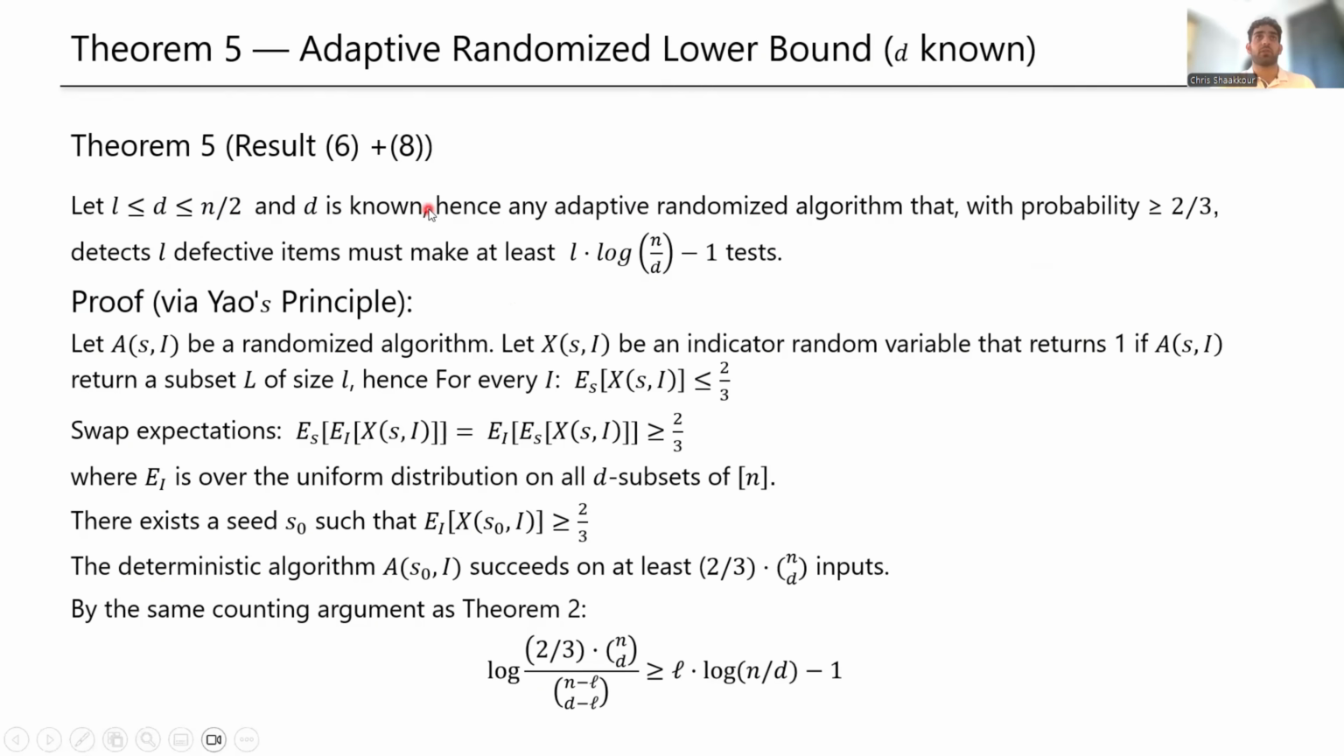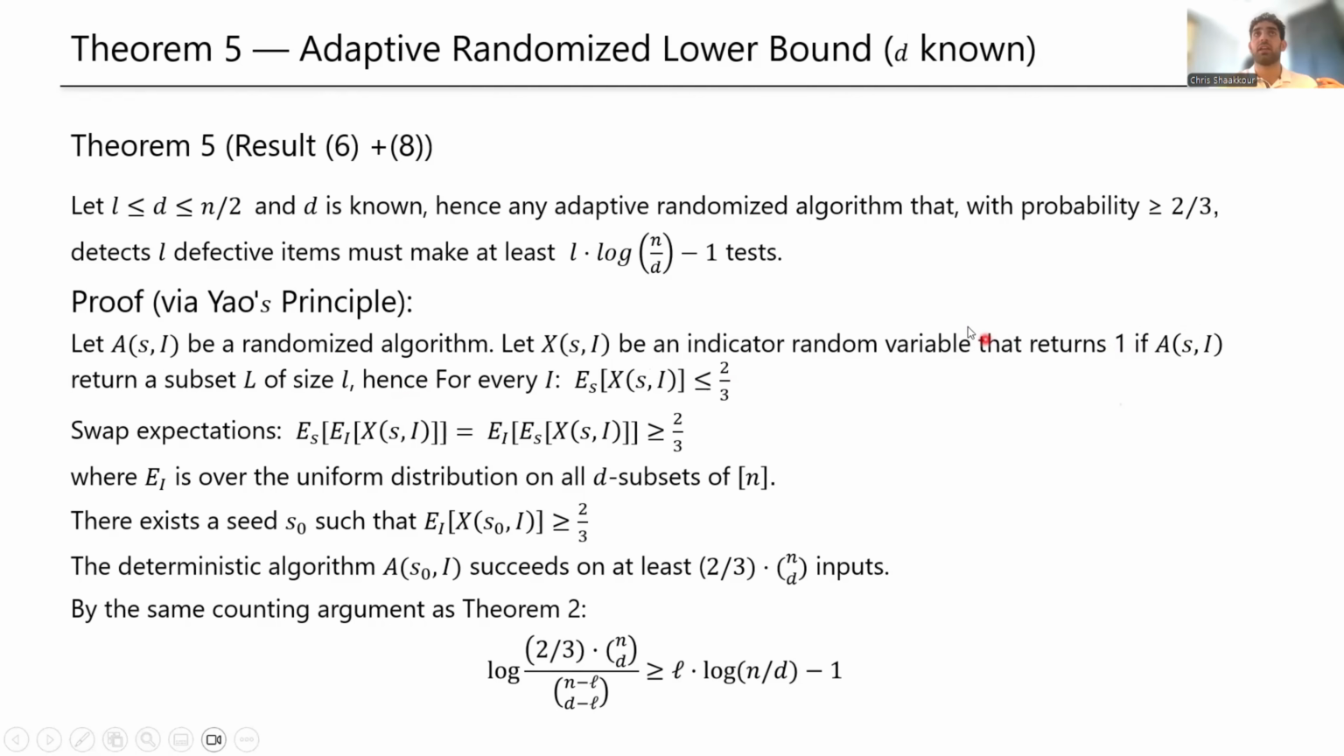So let's prove this via Yao's principle. Let A(S,I) be a randomized algorithm. So A is a randomized algorithm, S is the seed of randomization of this algorithm, and I is the input to this algorithm, which is the group X, all the items in the group. And we say that X(S,I) is the indicator random variable that returns 1 if the algorithm A(S,I) returns a subset L of size L.